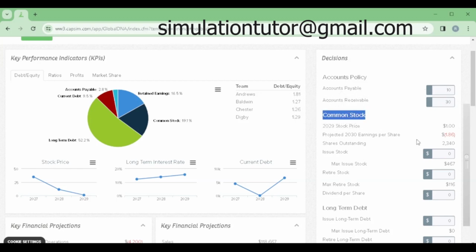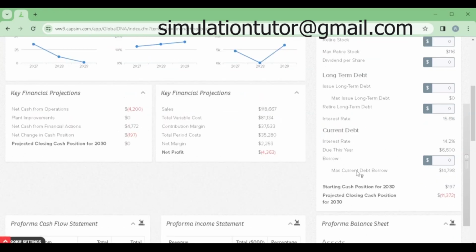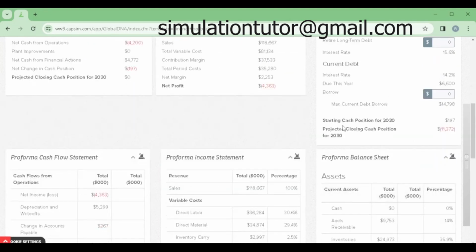Next one is under common stock, whereby you can issue stock and you have the maximum issue stock, which is 467, and you can also retire stock, with the maximum retire stock given as 116. We also have dividend per share, and the long-term debt, where you can issue or retire long-term debt. We also have the current debt, where you can borrow money to finance our company. And lastly, you have the starting cash position and the closing cash position.